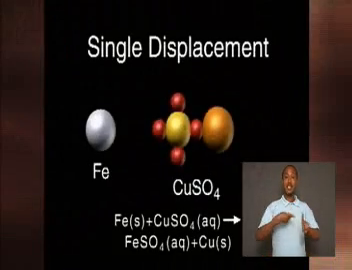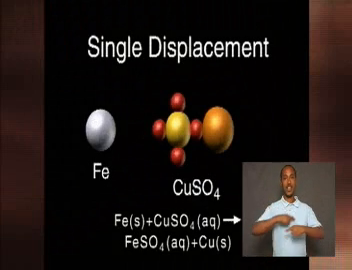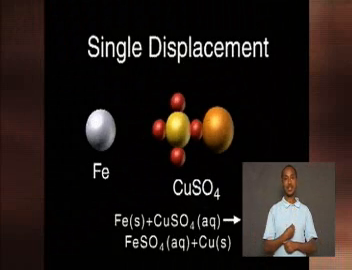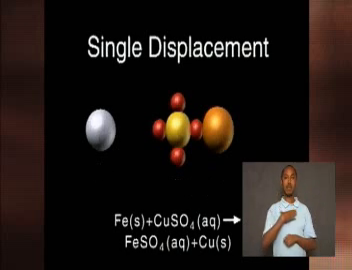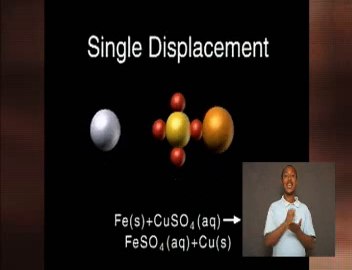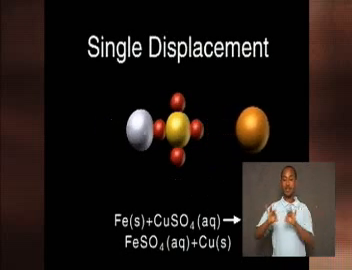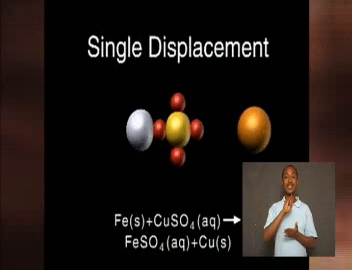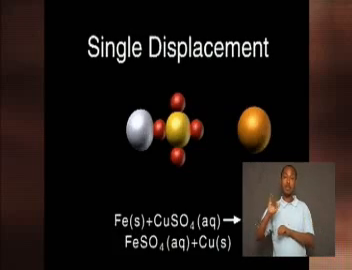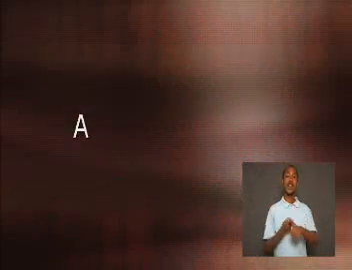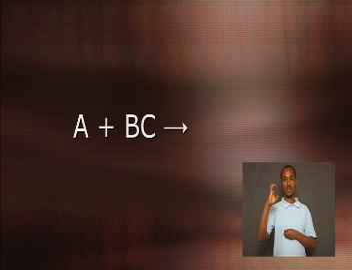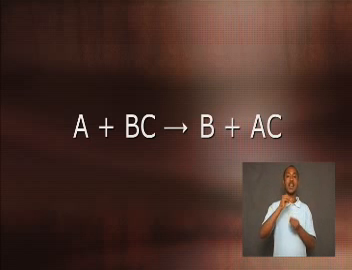Let us get started. A single displacement reaction is a reaction in which one element displaces another element from its compound. It is also known as a replacement reaction because the element that is displaced is replaced by another element within the reactants. This type of reaction is generally represented in two forms. The first is A plus BC becomes B plus AC.